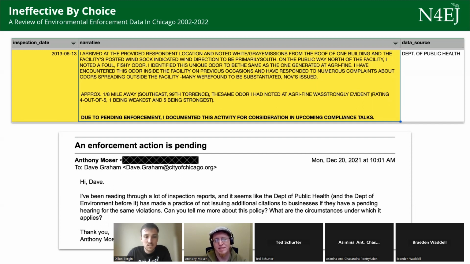Basically what it meant was that if you've already got tickets, we're not going to give you more tickets, which really surprised me. My understanding of the adversarial model of law is that if they're trying to get you to plead to something, or change your behavior, usually they'll stack things up so they have more leverage, rather than say, well, we've already got something, so we're not going to do any more. So I just emailed the assistant commissioner of the Department of Public Health and asked, can you tell me about this?